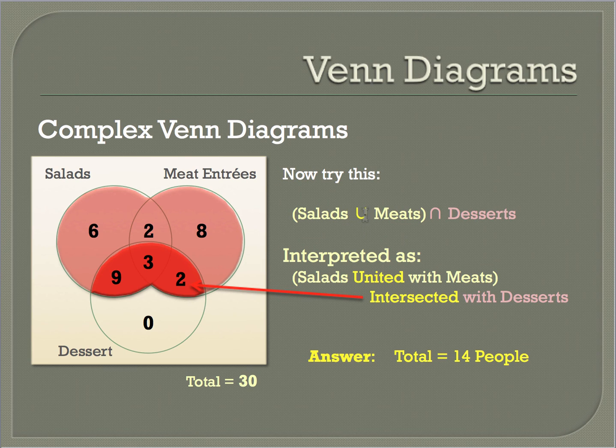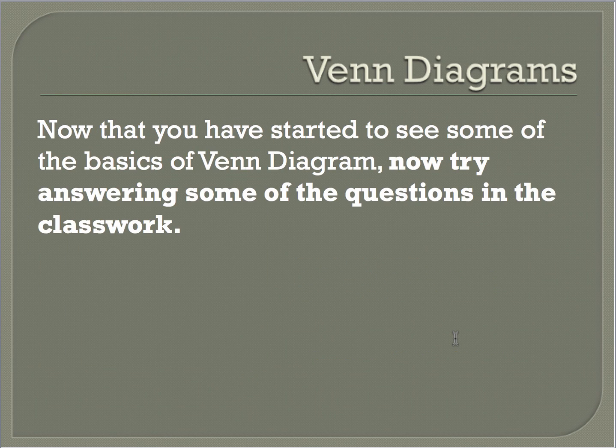So when we say salads unioned with meats intersected with desserts, that little space that's dark red that you see here is your answer. So if I add up 9, 3, 2, you get a total of 14 people. Now you've had a chance to see some of this information work together through symbols, through Venn diagram circles, union and intersection, and so on. Now try the work below and see if you can figure out the other practice problems, and good luck.